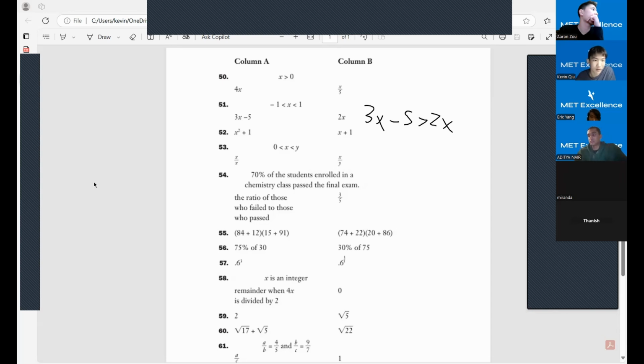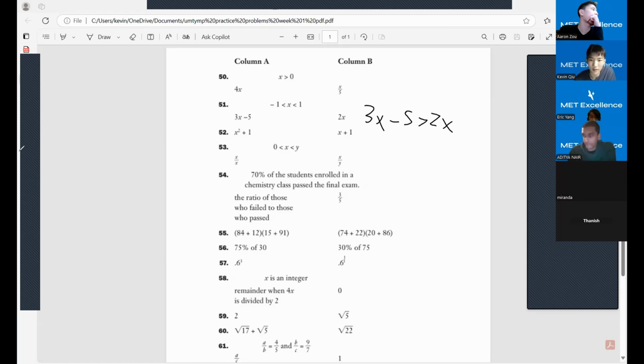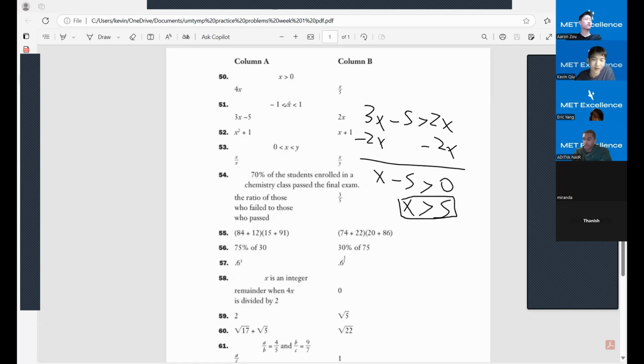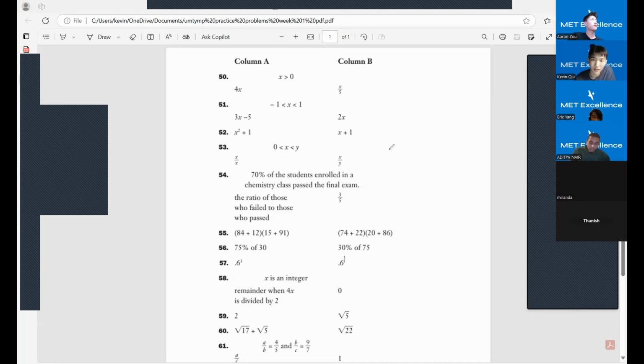Right, so what we're going to start with here is subtracting 2x from both sides. So in doing so, we end up with x minus 5 is greater than 0, or x is greater than 5. Is this true? This can't be true, right? Given that we have x is less than 1 over here. So clearly the first one is not bigger. Is the second one bigger though? We still need to make sure they're not equal or it's not indeterminate. So we next try assuming that 2x is bigger.